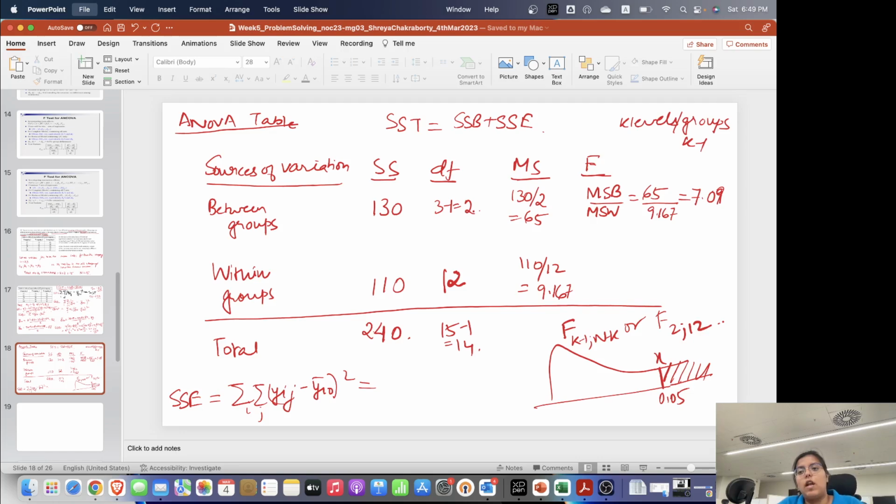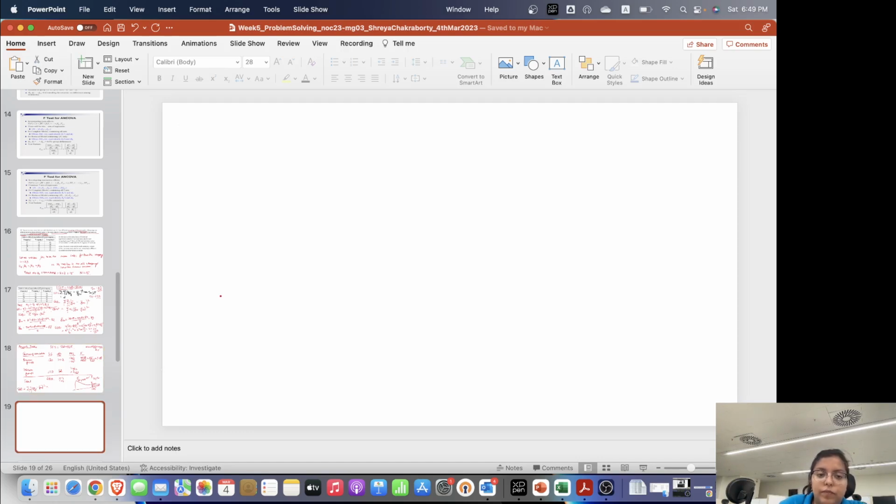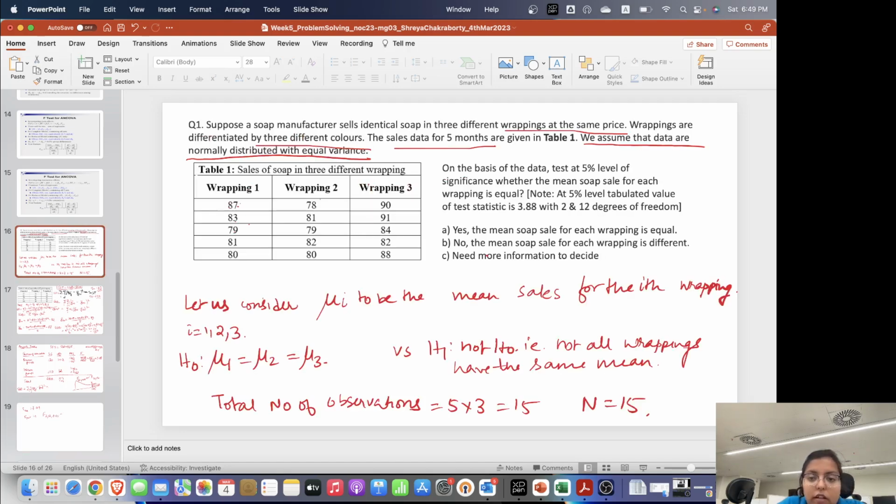Now from the ANOVA table, we see that our F observed from data is 7.09, and F critical, that is F2,12 at 0.05, this value has already been provided. This is how much? 3.88.